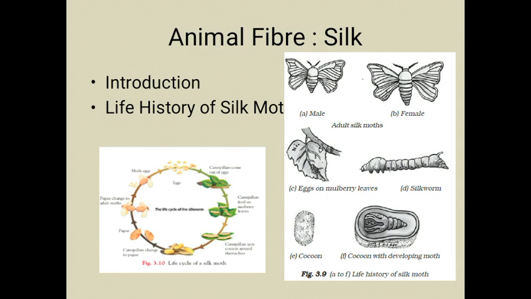These filaments are made up of protein which hardens to form the silk fiber when exposed to air. So whenever these filaments, that is that protein, are exposed to air, at that time it becomes hard, and from that we get the silk.